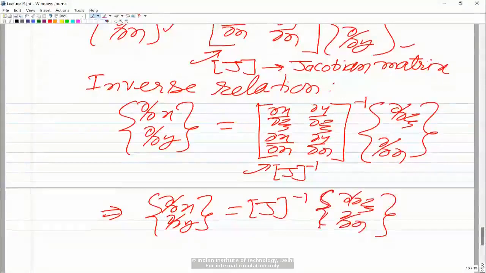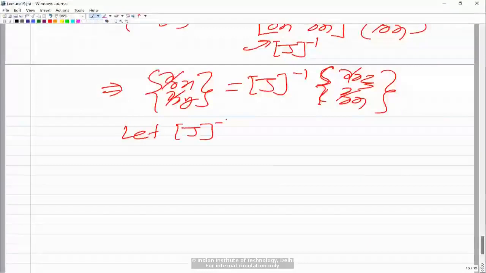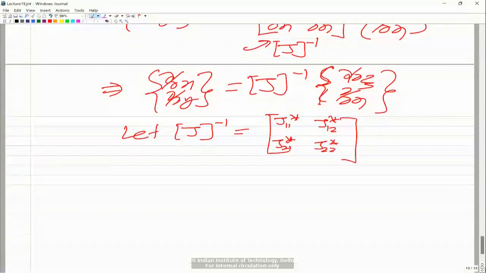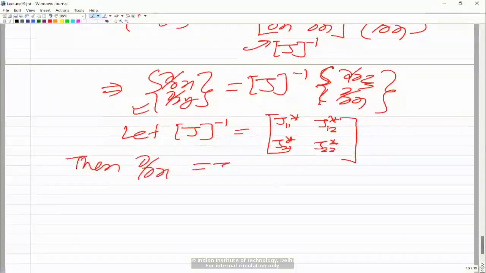Of course, we now have to find the inverse of the J matrix. So you take the 2 by 2 Jacobian matrix and find its inverse, which is also going to be a 2 by 2 matrix. Let us say the elements of the inverse are J11 star, J12 star, J21 star, and J22 star. Then from this relationship you can easily say that del by del x will be equal to J11 star into del by del xi plus J12 star into del by del eta.